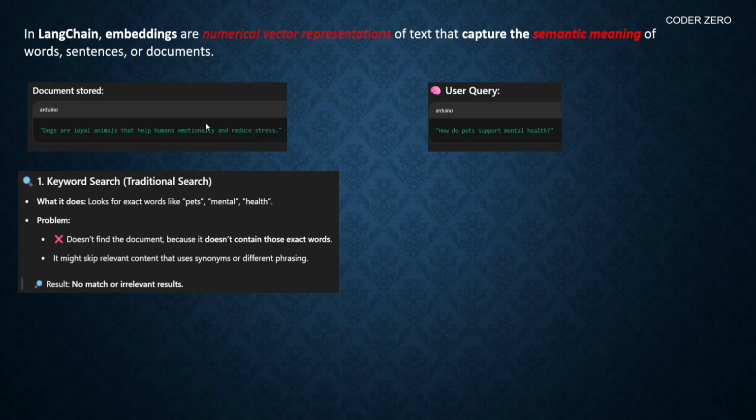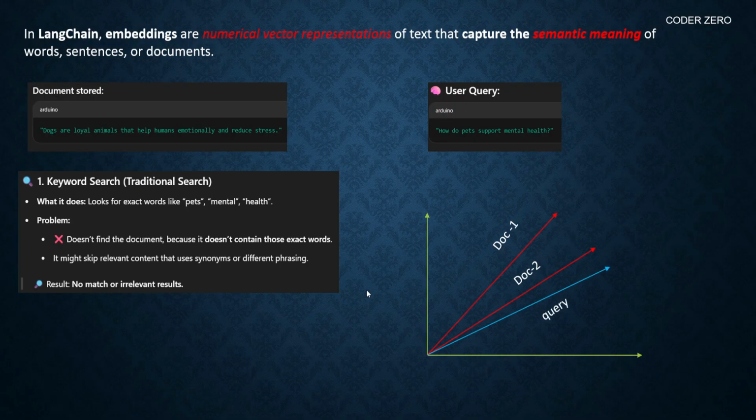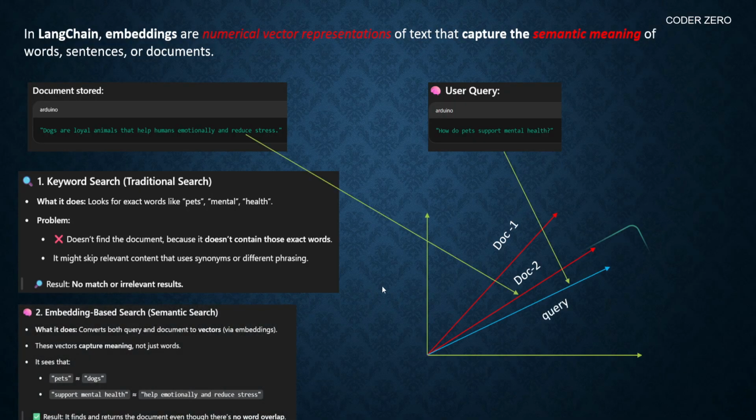We'll convert these two sentences into vectors and then we'll find the similarity, cosine similarity, between these two vectors. So you can see this is our document and this is our query. You can see we have a good cosine similarity score. So embeddings enable us to do this similarity search.